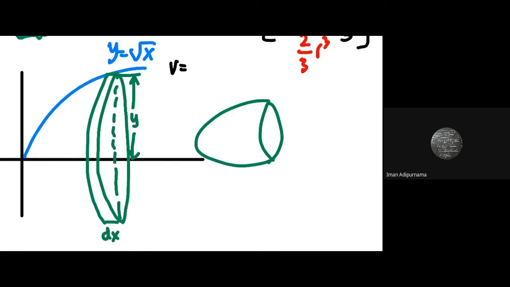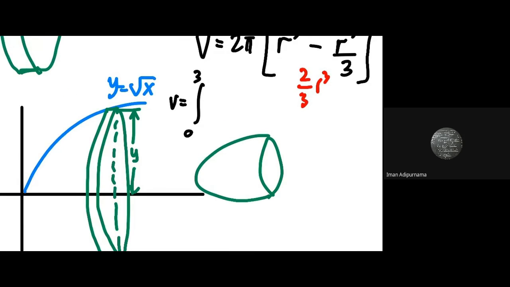For example, we evaluate the volume from 0 to maybe 3, and then we write the formula pi, and then the radius. What is the radius now? The radius is square root of x. That is our y, right? And we need to write it as a function of x. So we write it in x, and that is our formula, and we can compute it, and we know the result, right?